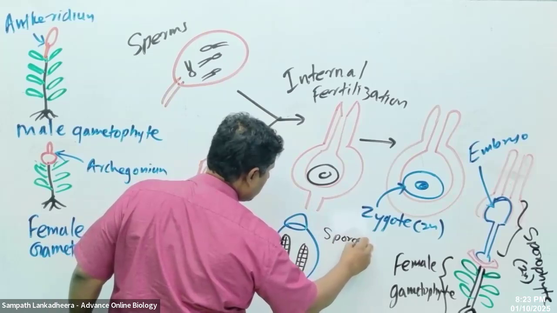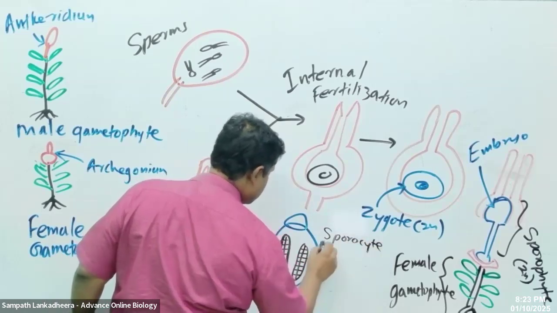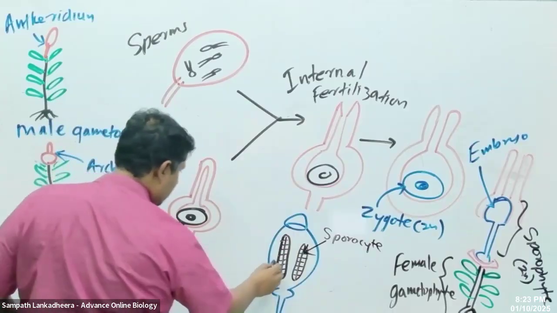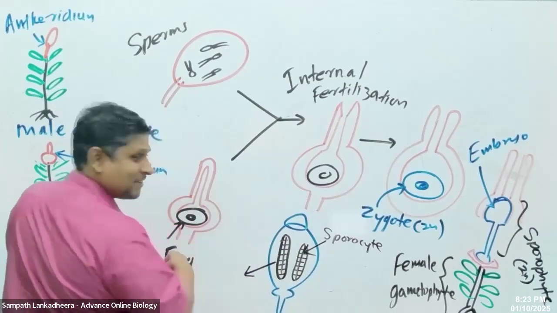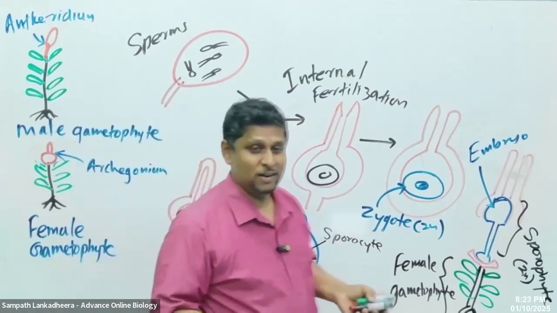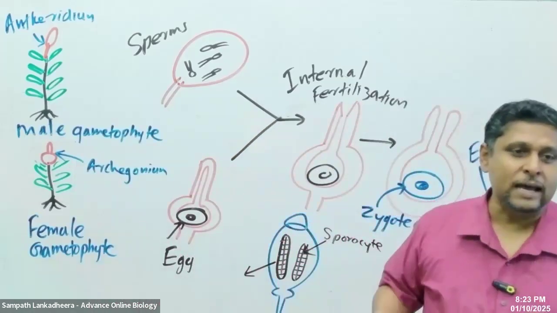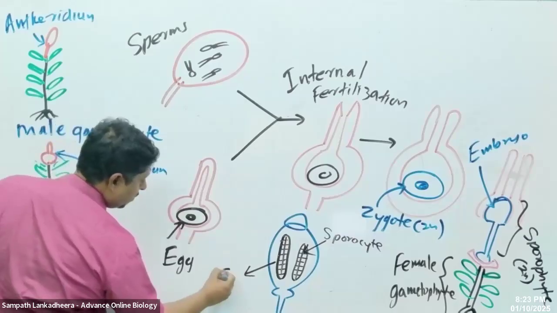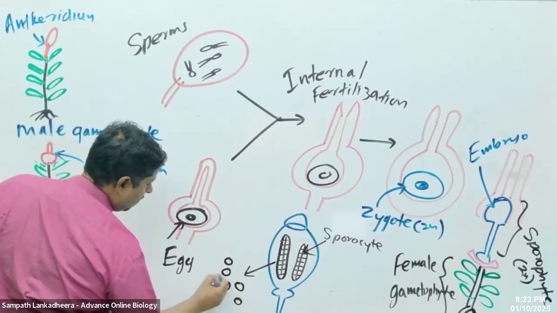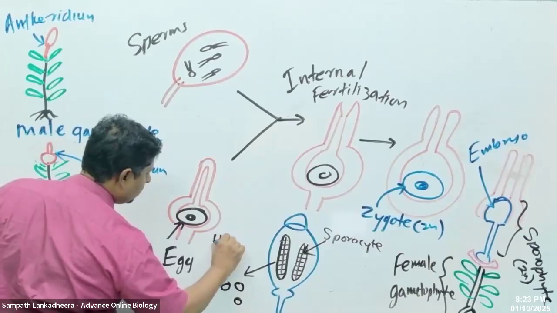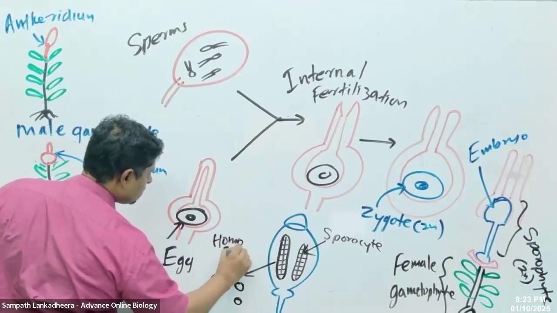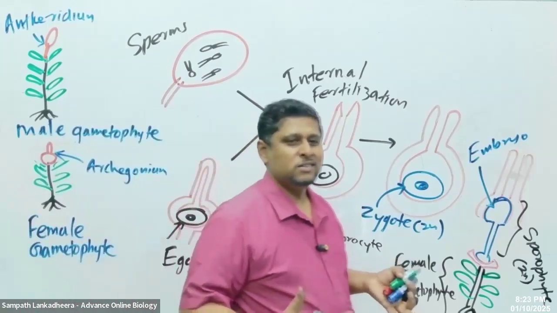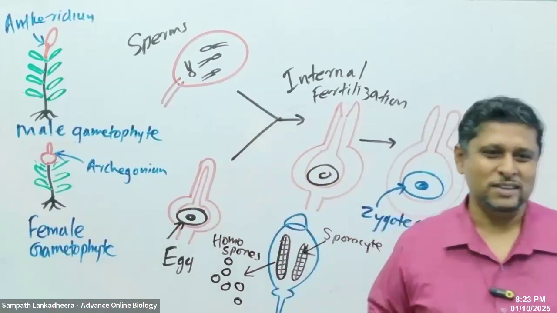So what do you call them? Sporocytes, the spore mother cells. They undergo meiosis, and then produce spores. Because all spores are the same size, you call them homospores.